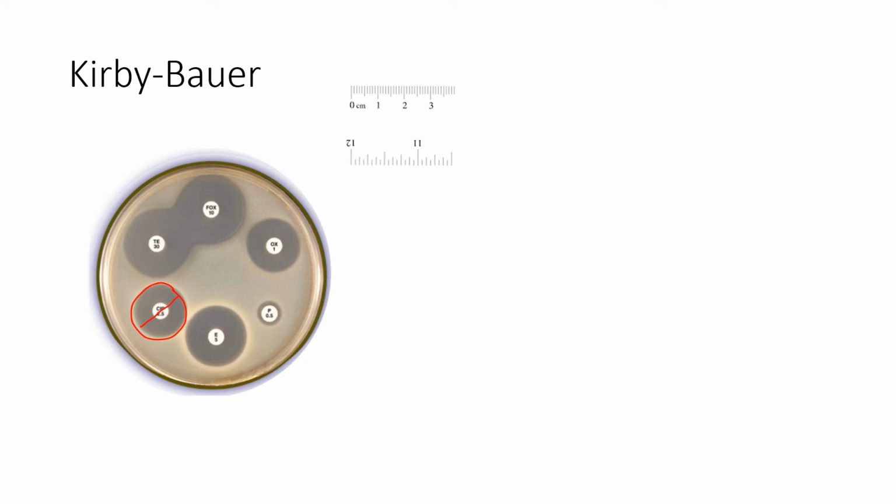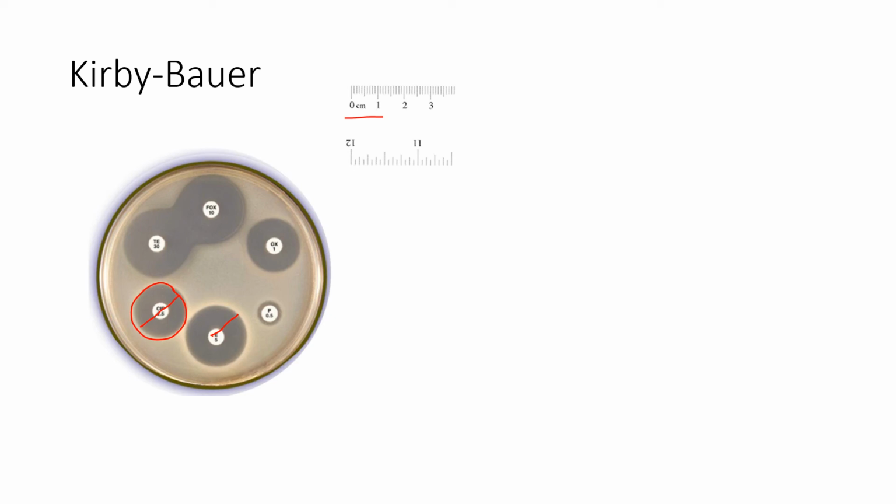Sometimes the zones of inhibition will be so large on the Kirby-Bauer that you won't be able to see a complete diameter. And if that is the case, you need to take a center point from the disc and measure 1 radius. And if you multiply that by 2, that will give you the measurement for the diameter. And again, the measurements need to be in millimeters. So 1 centimeter equals 10 millimeters.